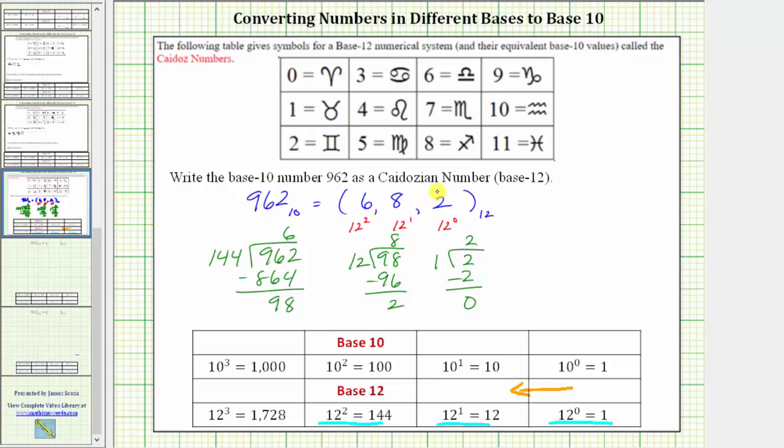Now we can write the Kaidas number using the symbols here. We need to locate the symbols for 6, 8, and 2. We begin with the symbol for 6, then the symbol for 8, and then the symbol for 2. This would be the Kaidas number for 962 base 10.